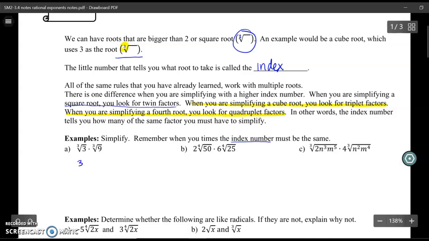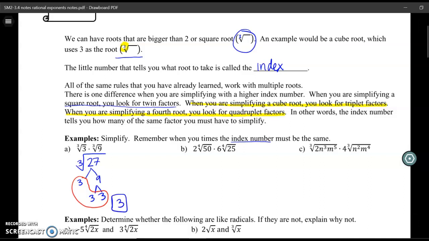So we can make that the cube root of 9 times 3, which is 27. And then we can simplify that into 3 times 9, and 9 can be simplified into 3 times 3. And then, since we're doing the cube root, we can look for trio groups. Since we have one trio of 3's, then we can take that out of our radical and we're just left with a 3. Okay, let's work through B as well.